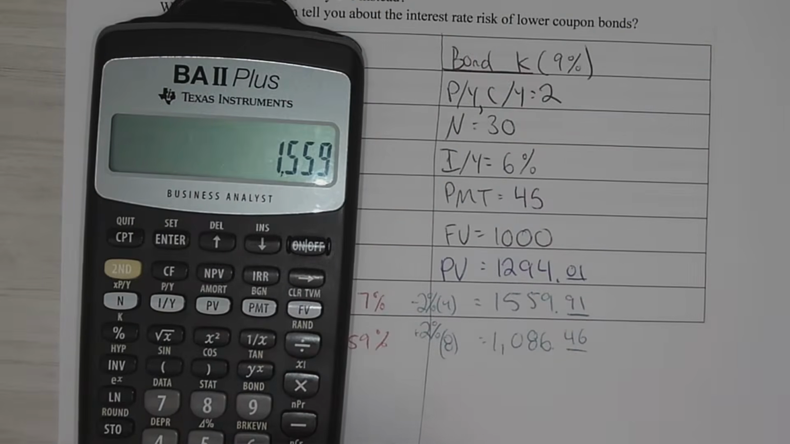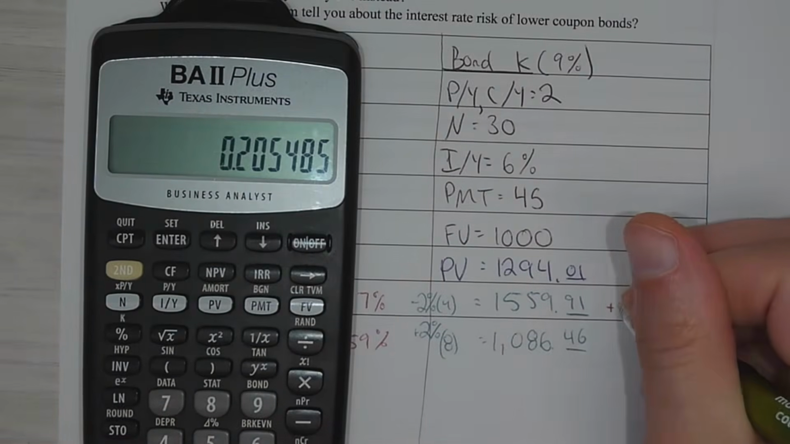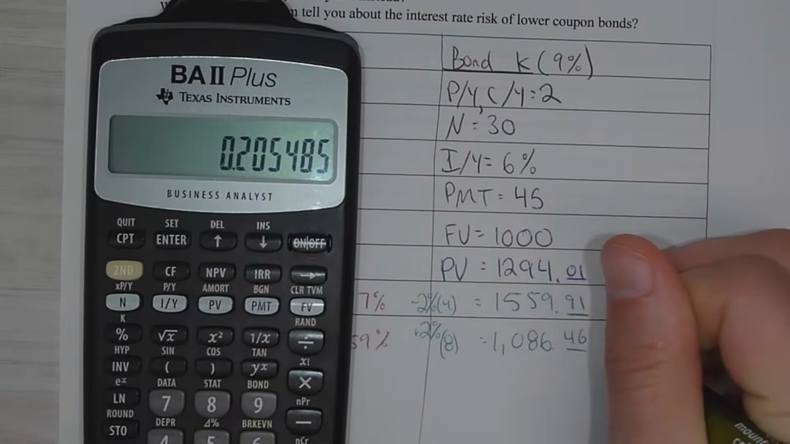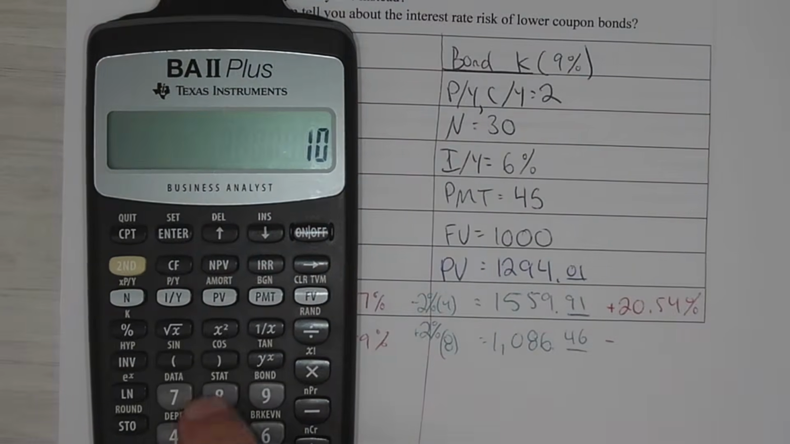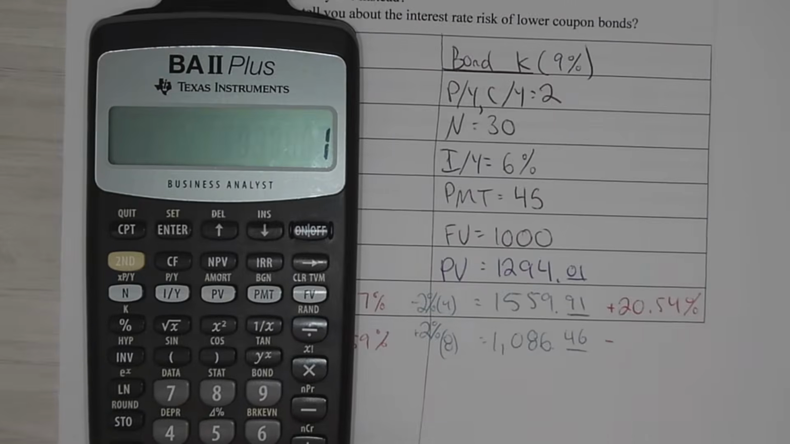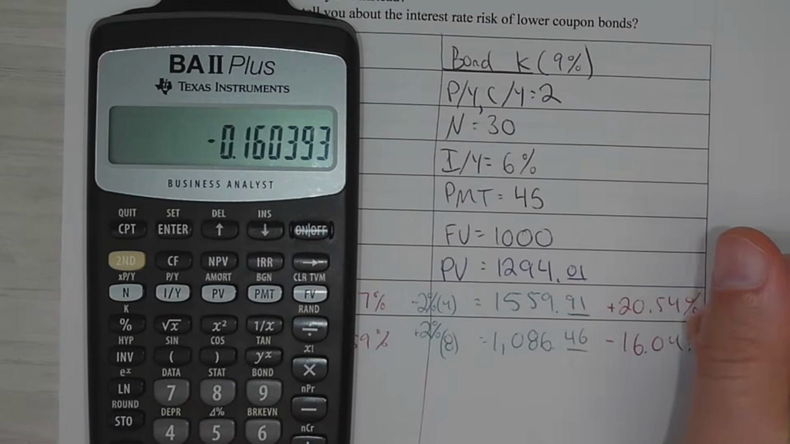So what happens over here? We see 1559.91 divided by 1294.01 minus 1. We went up 20.54%. And here, 1086.46 divided by 1294.01 minus 1. We got 16.04%.